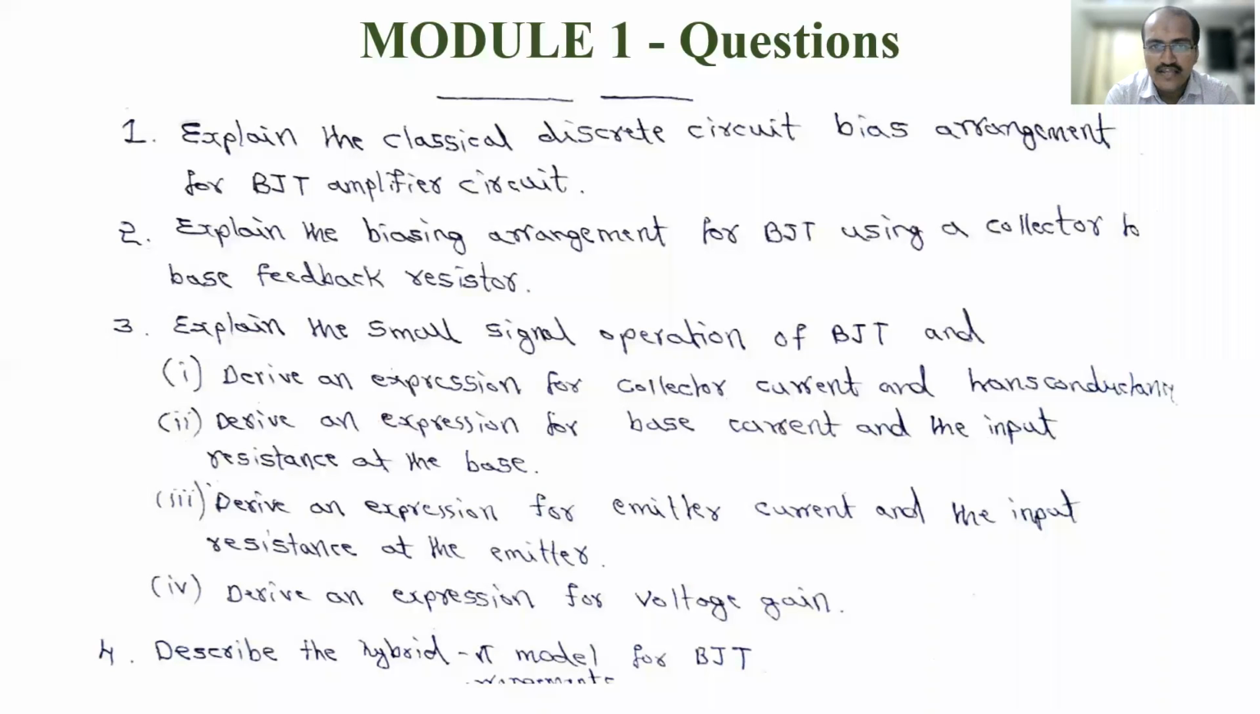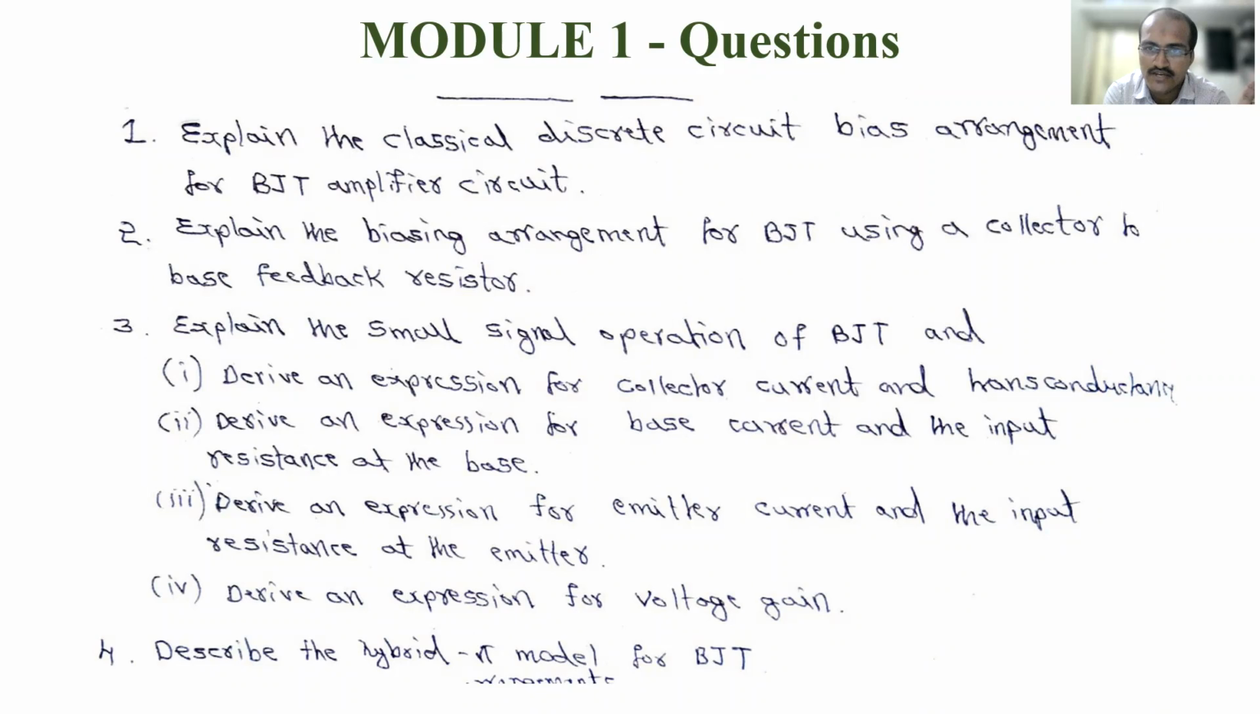Then, explain the biasing arrangement for BJT using a collector to base feedback resistor. That is the second arrangement we have for the BJT. Again you need to draw the circuit, write the necessary equations, and explain how the base current, collector current and collector to emitter voltage will be determined. Those are the parameters, right?